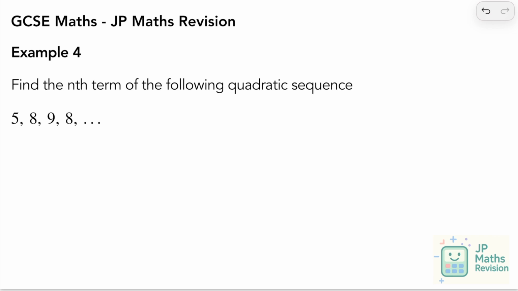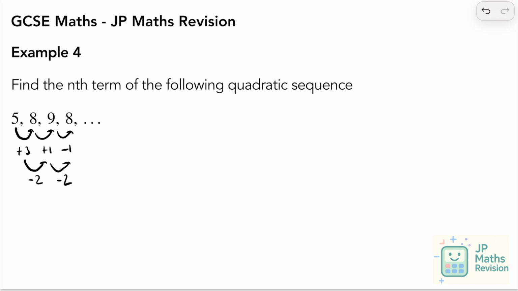This one, we need to find the nth term of this quadratic sequence. So the first thing we need to do is work out what the second difference is. So 5 to 8, we're plussing 3. 8 to 9, we're plussing 1. 9 to 8, we're minusing 1. So 3 to 1, we minus 2. And 1 to minus 1, we also minus 2. So this one has a second difference of minus 2.